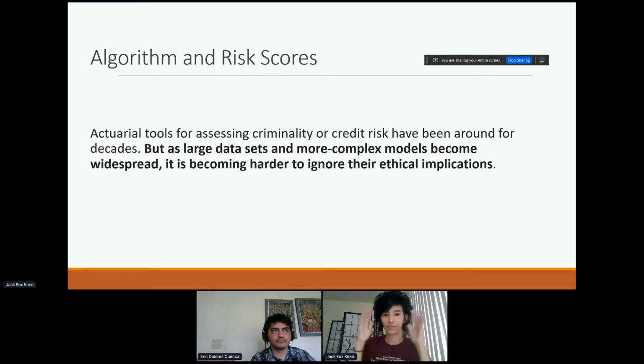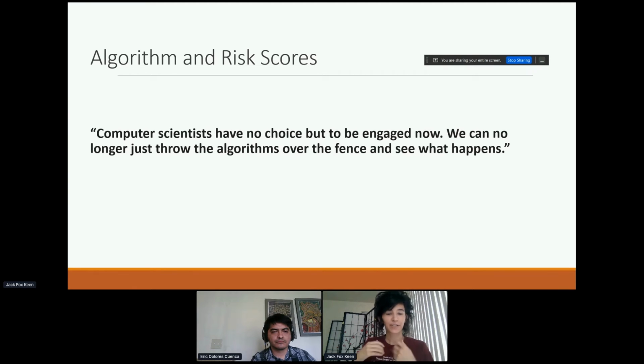So there's all these ethical implications that are happening with this. And so computer scientists no longer have the choice but to be engaged now, and we can no longer just throw algorithms over the fence and see what happens.